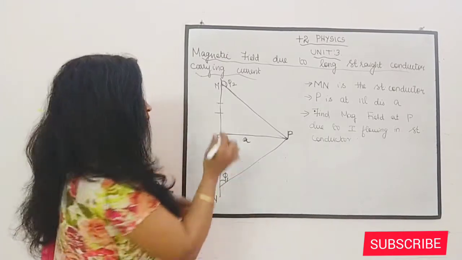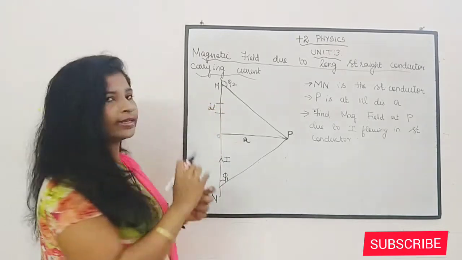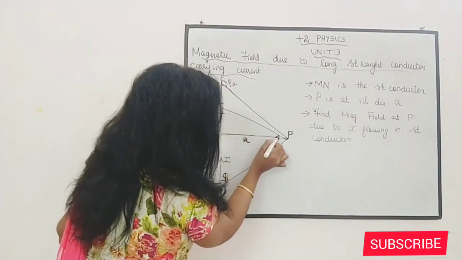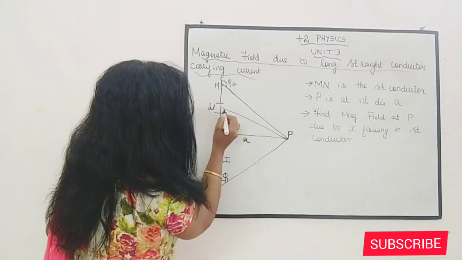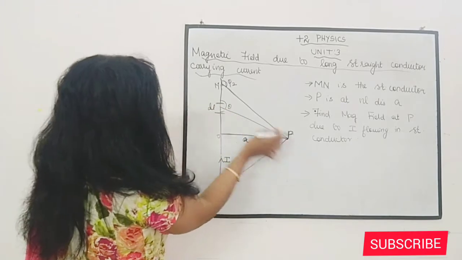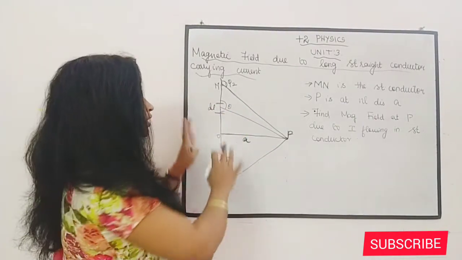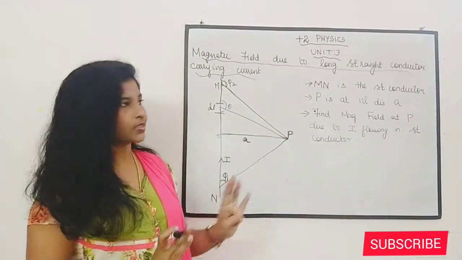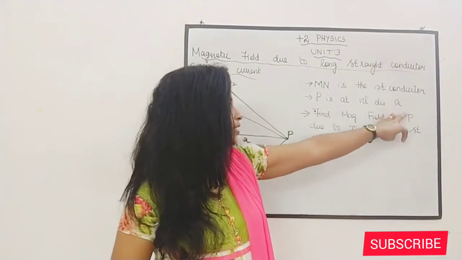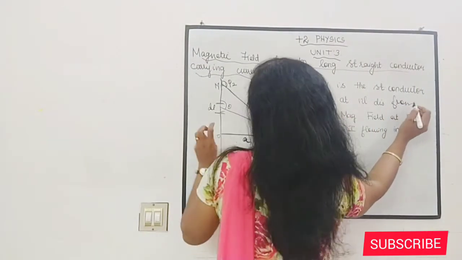Okay, so I am taking this elemental length, this is dl. I am going to find out the field for this elemental length. So this is making an angle theta with that point. It is making an angle theta. So these are the basic constructions. MN is the straight conductor, P is at a normal distance, that is A, from O. O means the center point.